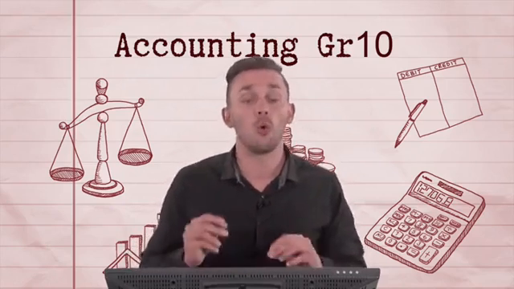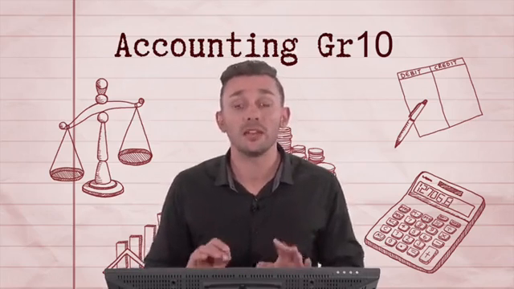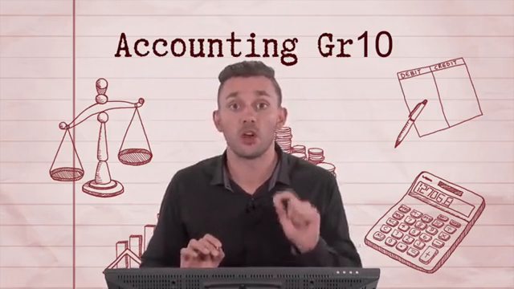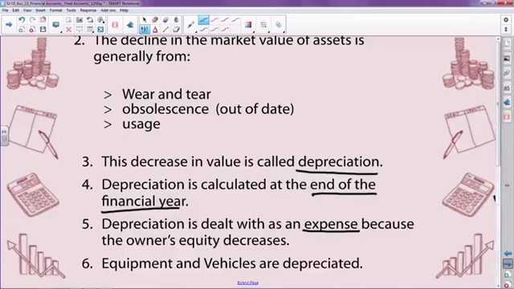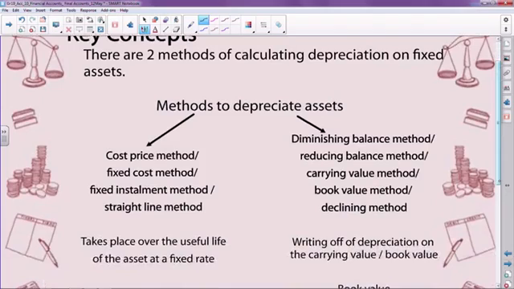Equipment and vehicles are always depreciated. So know that your vehicles and your equipment will lose value. Like I said, land and buildings will not lose value. We'll normally keep land and buildings at the historical cost. Now, we calculated a few things last week. I want to go over them again quickly.